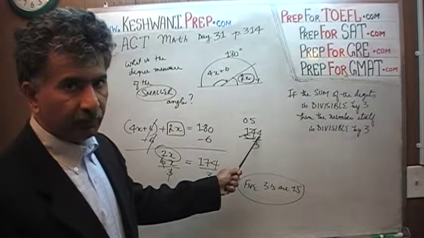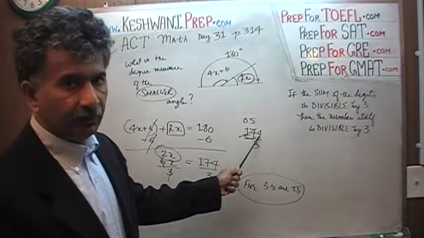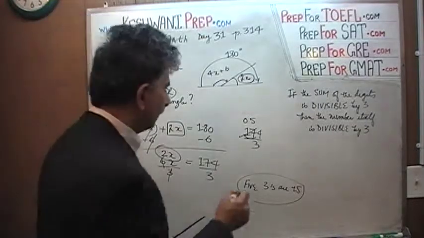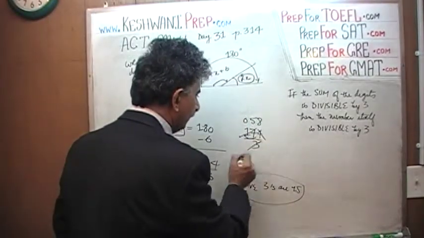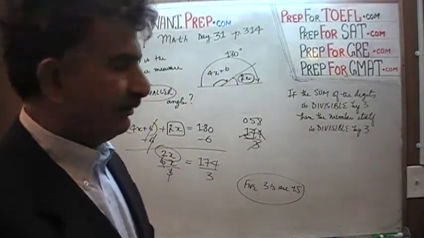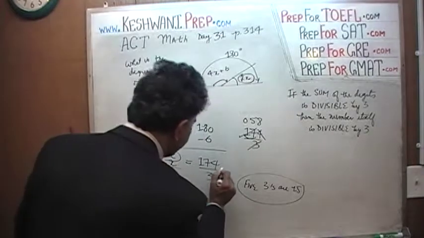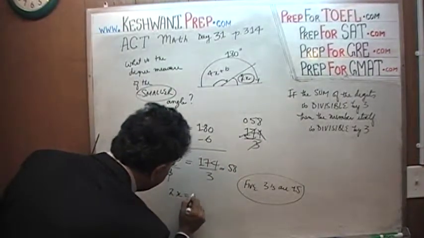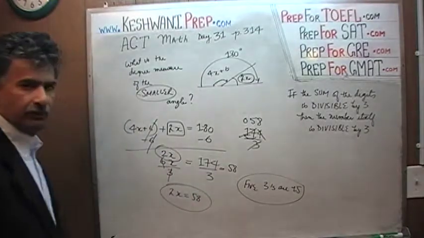How many 3's in 24? 24 has 8 3's. 8 3's are 24. I was about to say 6, but 6 3's are 18. 8 3's are 24. That's our answer. It's 58. 2x equals 58, and that's what we're looking for.